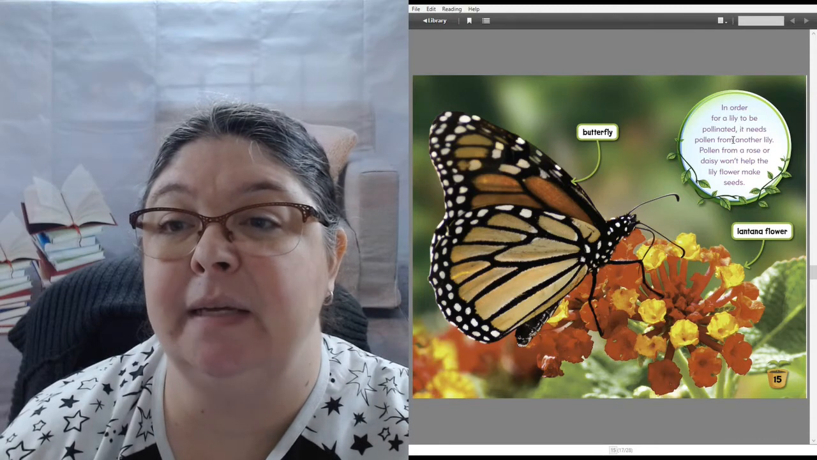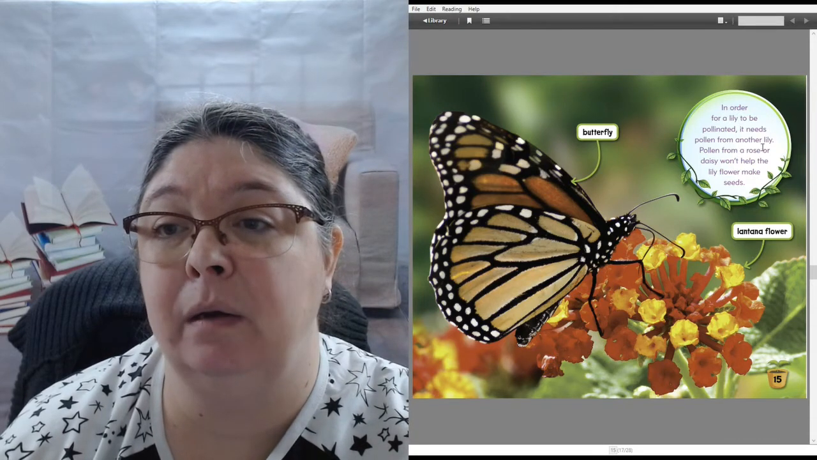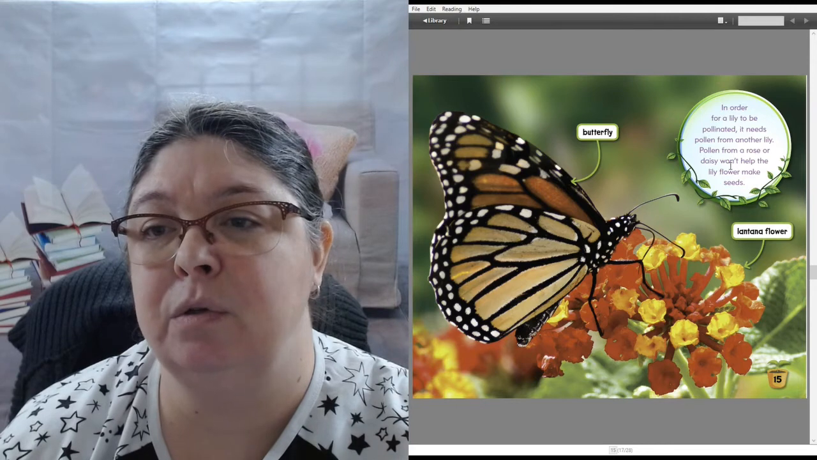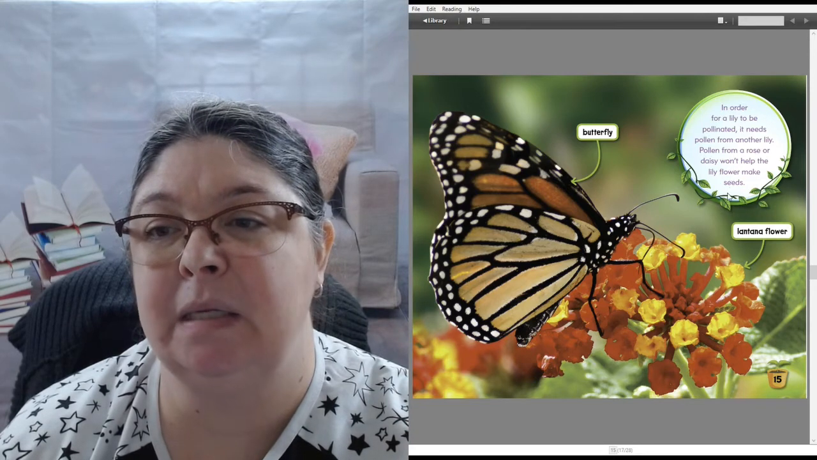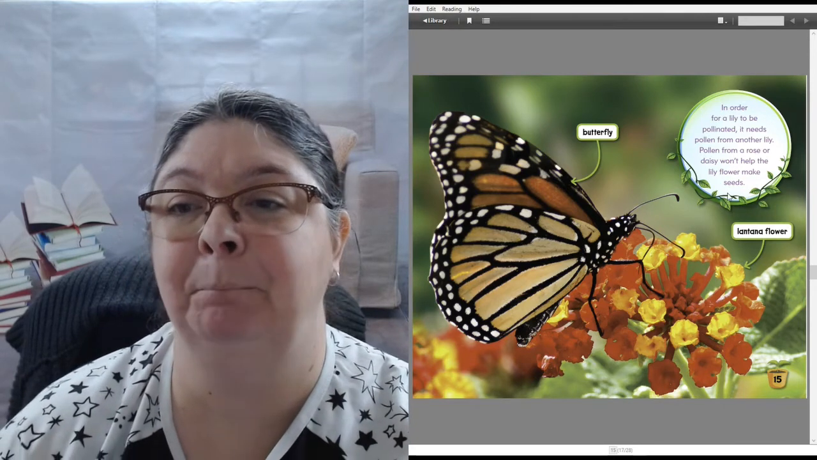In order for a lily to be pollinated, it needs pollen from another lily. Pollen from a rose or daisy won't help the lily flower make seeds. Okay.